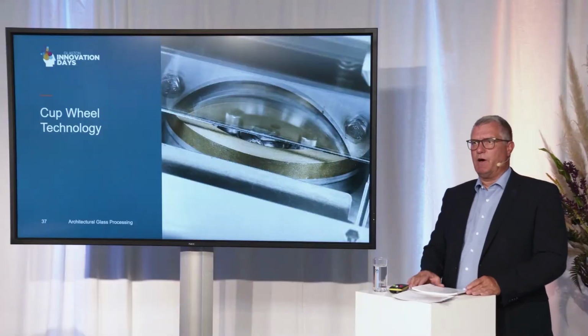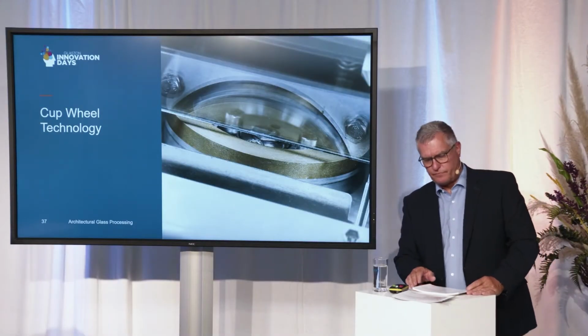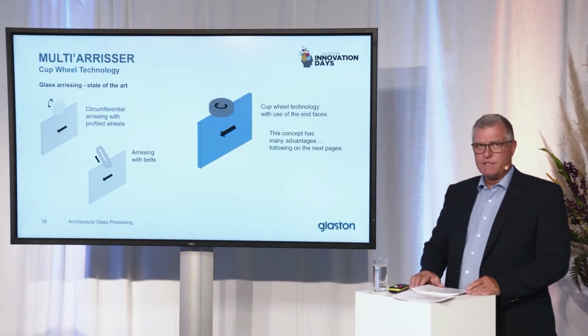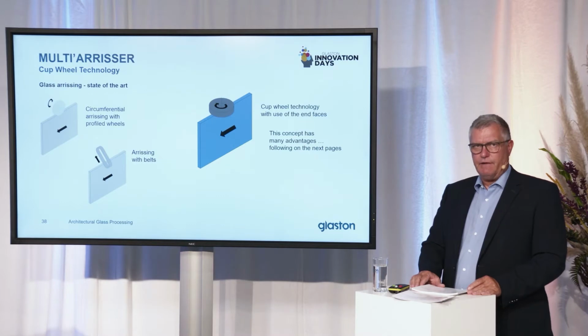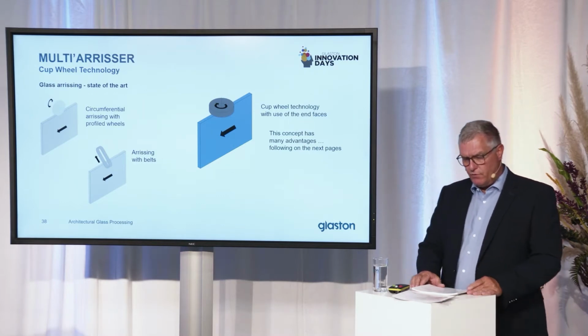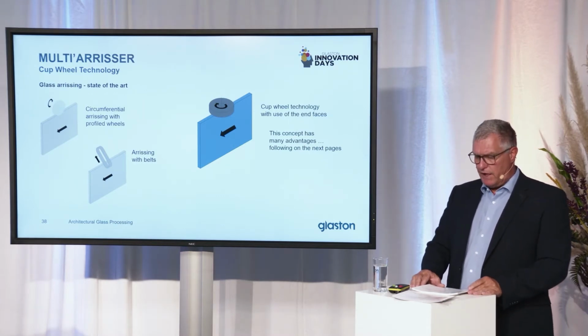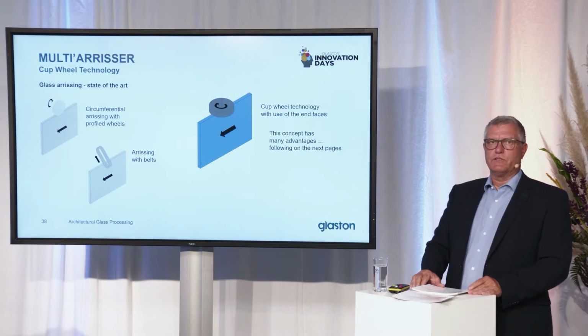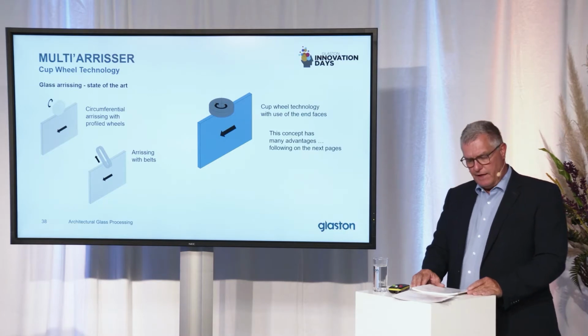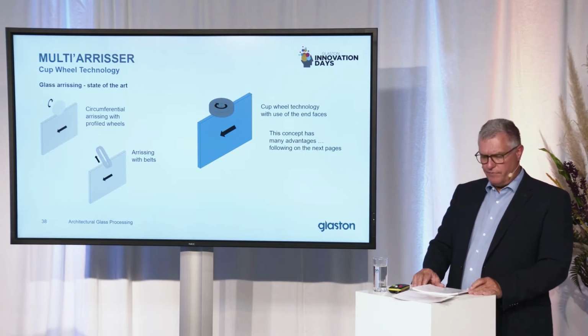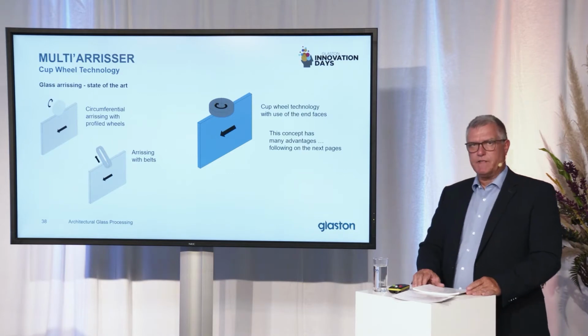Now some information about our cup wheel technology. The next slide shows the two arising technologies on the left side. Essentially, these two arising technologies on the market are used by the competition: circumferential arising with profiled wheels and arising with belts. With our cup wheel technology, the end faces will be used for the arising function. This concept has many advantages, following on the next pages.